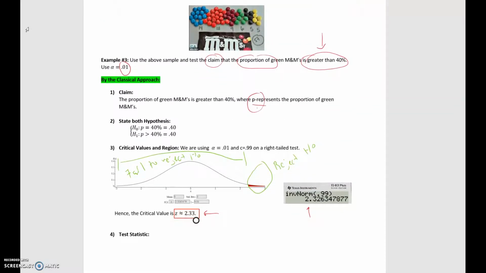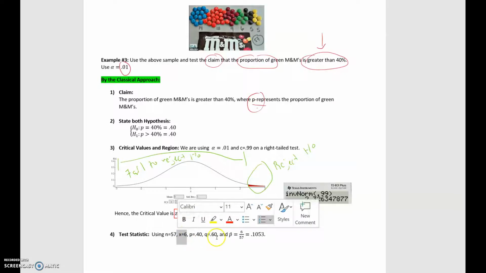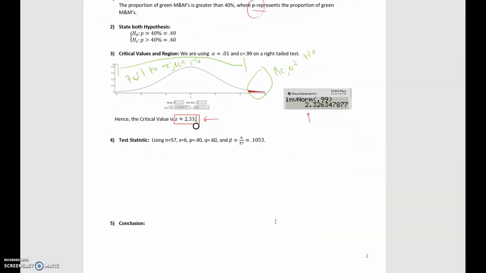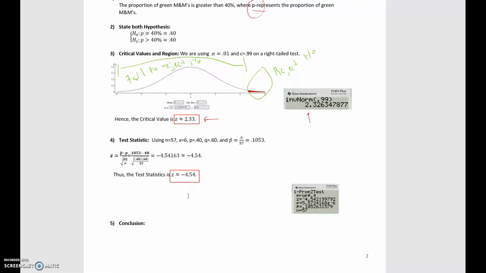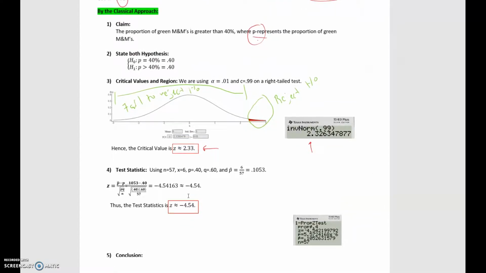Okay, so let's take a look at the test statistic. With the test statistic, we're going to be evaluating all the information from the sample. In this case, we're looking at 57 M&Ms. Only 6 happen to be green, so that would be your successes. The proportion that we're looking at is 40%. Your p hat is 6 over 57, which is about 10%. Evaluating those values into the formula gives us the following. Let me just zoom in a little bit here.